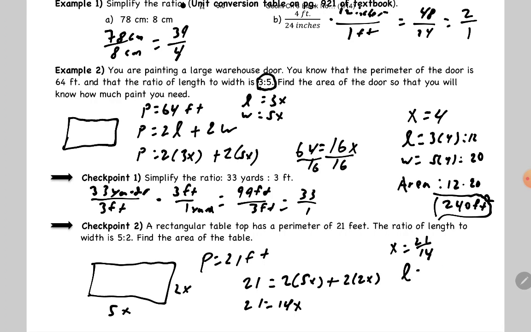So my length is going to be, actually, let's reduce 21 over 14 to 3 halves. There we go. So our length is 5 times that, so 15 halves, or 7.5. Our width is 2 times that, so 6 over 2, which is 3.